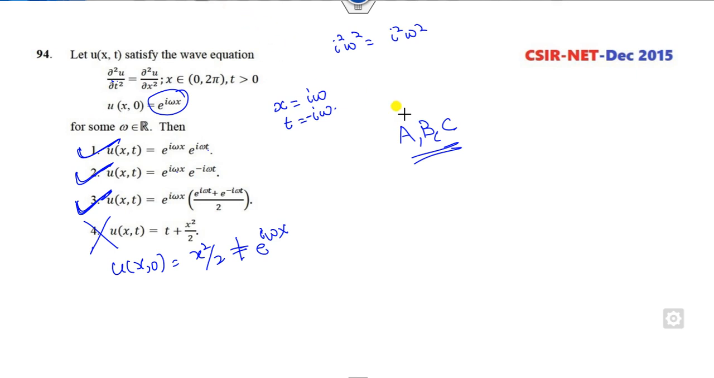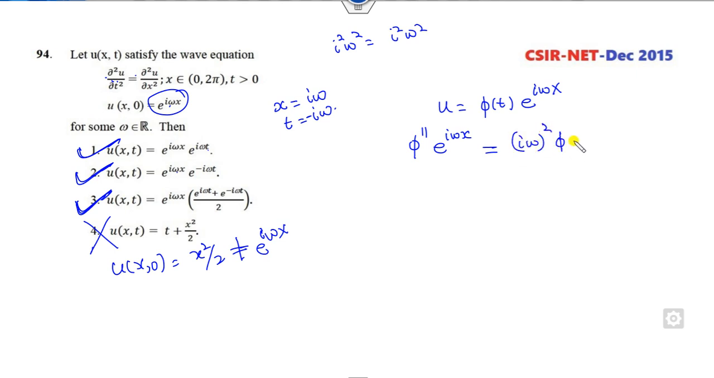The second method is, instead of that, you can also start with this option. I can start with phi of t because the coefficients are constant and this is exponential. So I can substitute here. The second derivative will be this. So e raised to power iota omega x cancels out. Phi double dash is minus omega square times phi.